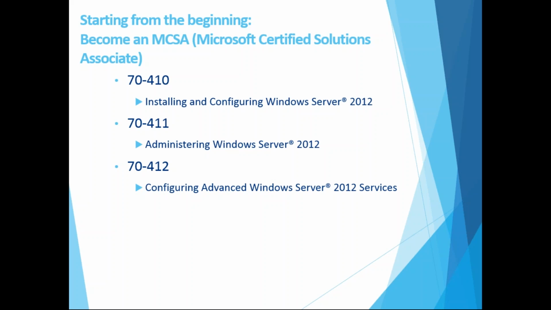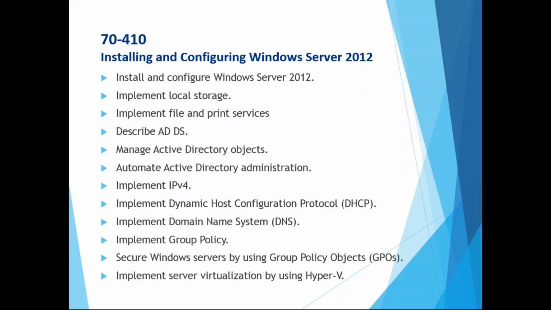Coming to certifications, the first paper is 70-410, installing and configuring Windows Server 2012. Second is 70-411, administering Windows Server 2012. The third one is 70-412, configuring advanced Windows Server 2012 services. So I'll explain and give the information about all these 3 papers, what topics are going to be covered in each and every paper. So we'll discuss now. First one, 70-410.